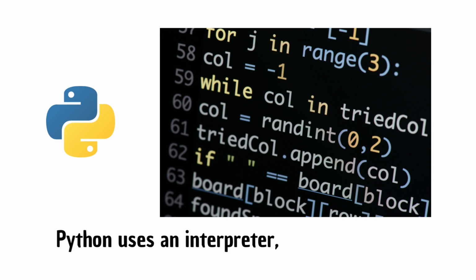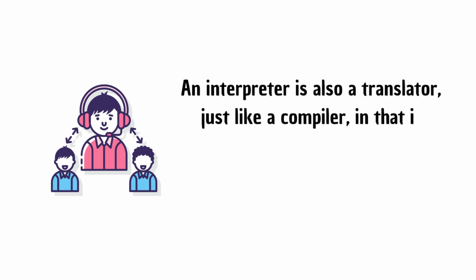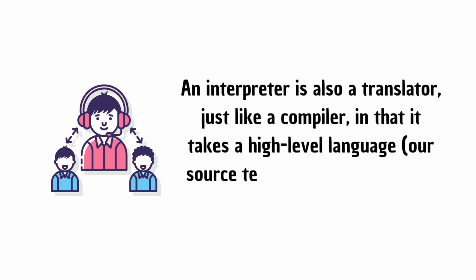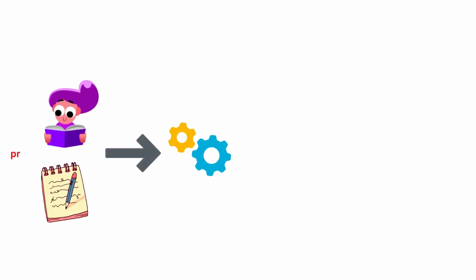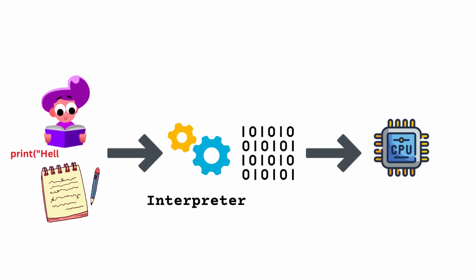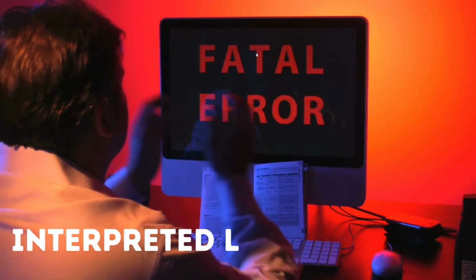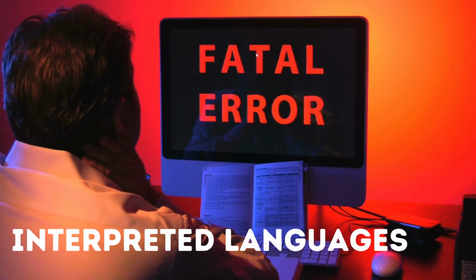Some languages, like Python, use an interpreter, not a compiler. An interpreter is also a translator, just like a compiler, in that it takes a high-level language and converts it into machine code. In Python, the code is interpreted line by line at runtime, allowing for real-time feedback and easier debugging. Interpreted languages have some advantages, like any errors or bugs can be easily identified and fixed as the code runs.